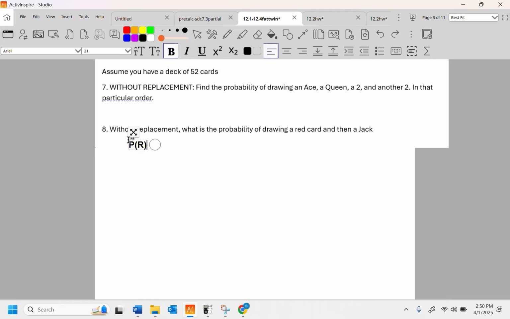Now, first off, let me talk about order. You could get a red card and then a black jack, or a red card and then a red jack. That's a situation, because what if the red card you pulled out earlier was a red jack? So you could have a problem here. And you need to think about that, because it just says red card. It could have been a red jack and then another red jack. So things change up a little bit here.